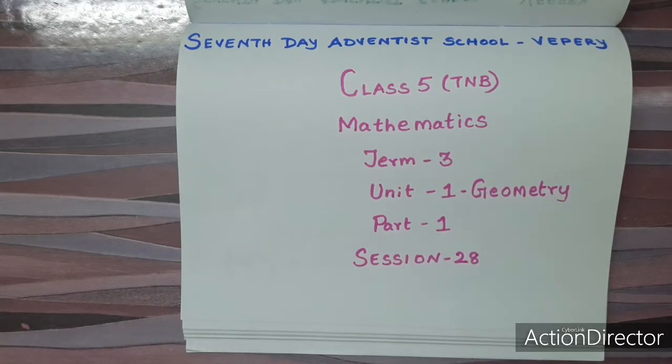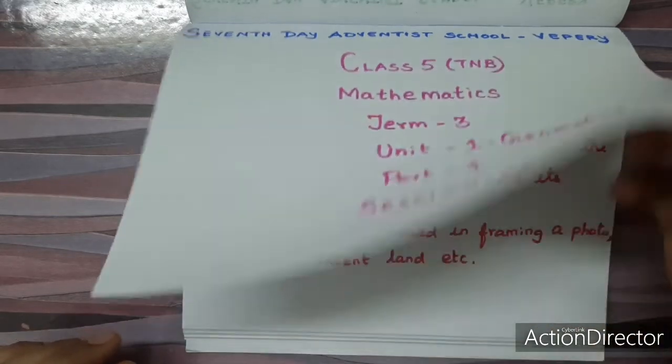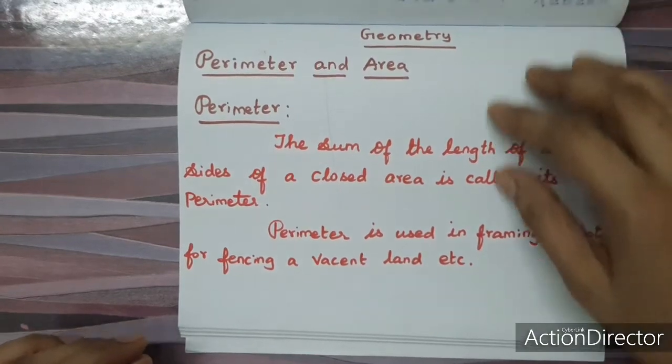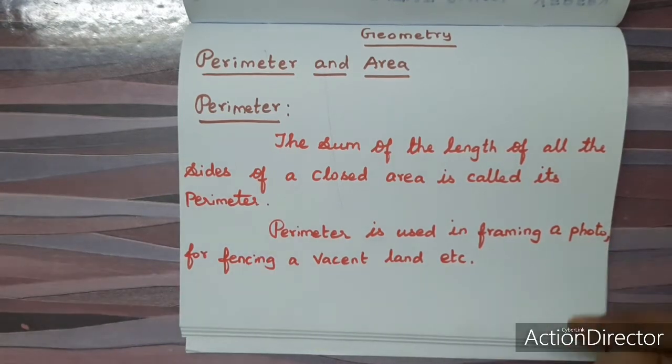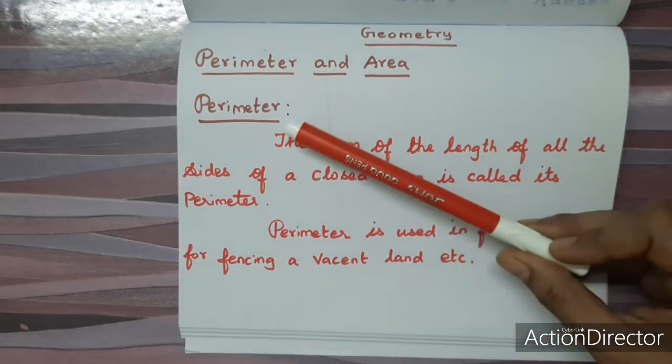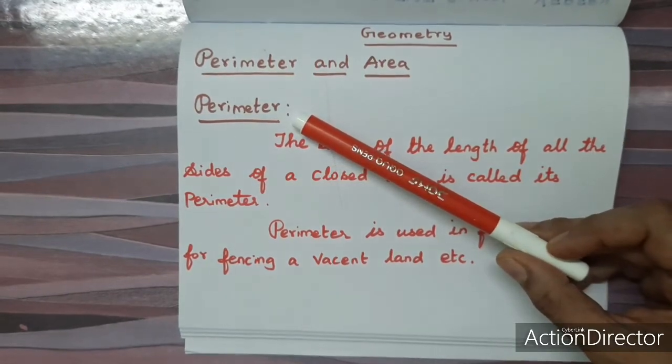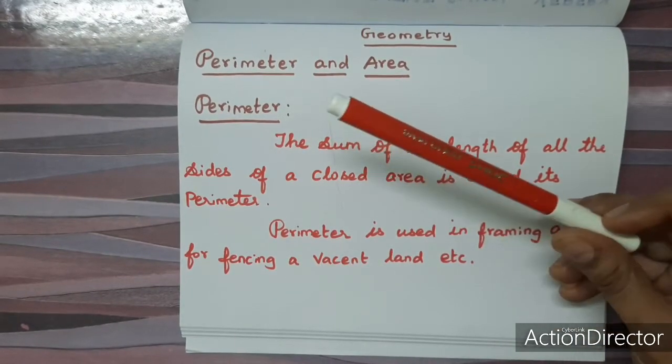Amen. Okay children, so today we are going to start with our Term 3 class, Maths Unit 1 Geometry. Today we are going to see about perimeter and area. In that, today we are going to see only about perimeter: what is perimeter and how to calculate the perimeter.